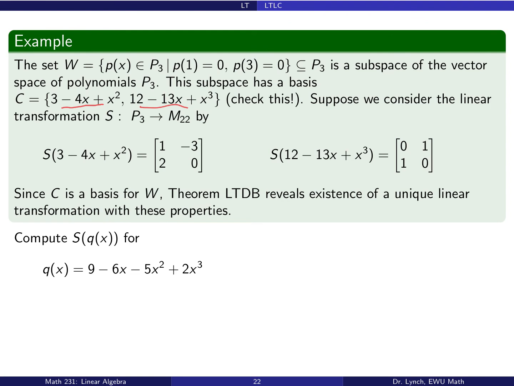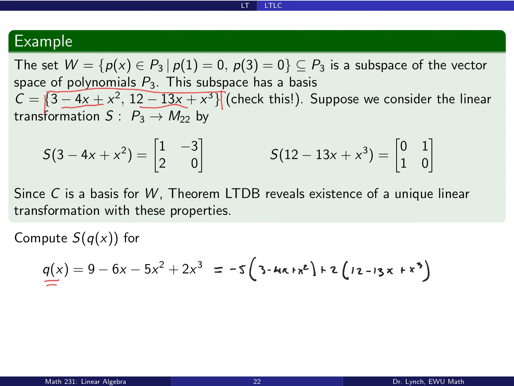Then we can pretty quickly figure out what the image of this new vector q is, as long as we can write q as a linear combination of the vectors in our basis. It's fairly quick to see what that linear combination has to be. It's pretty quick in this case to see that q has to be minus 5 times the first basis vector plus 2 times the second basis vector.